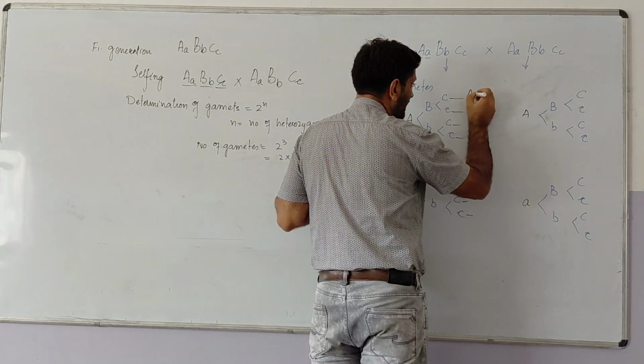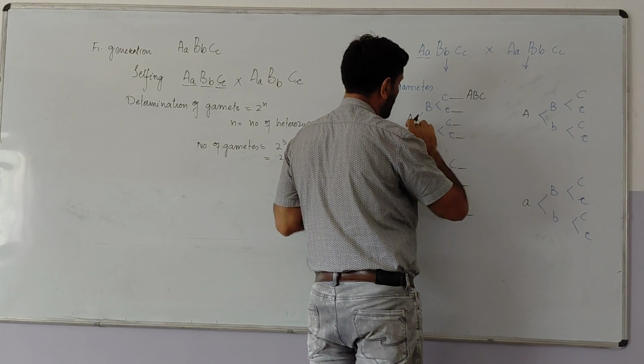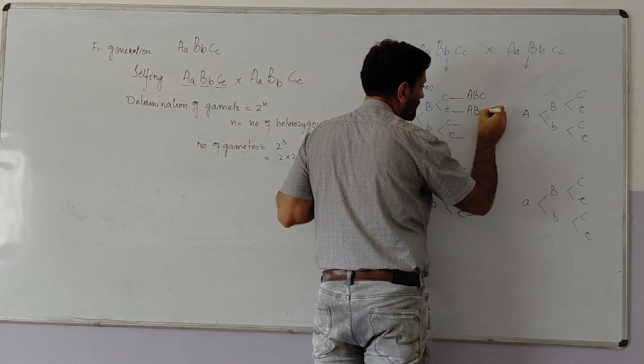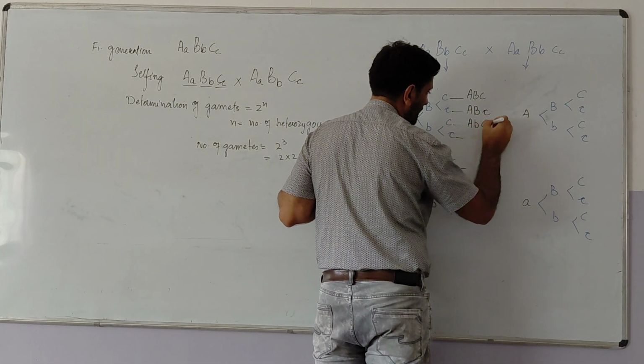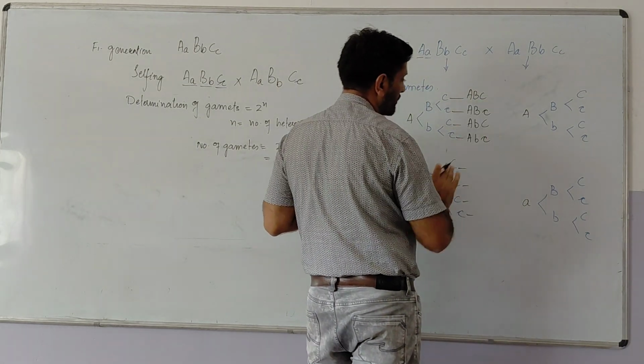It will be capital A, capital B, capital C. Now capital A, capital B, small c. Then capital A, small b, capital C, and capital A, small b, small c. These are the 4 different types of gametes.